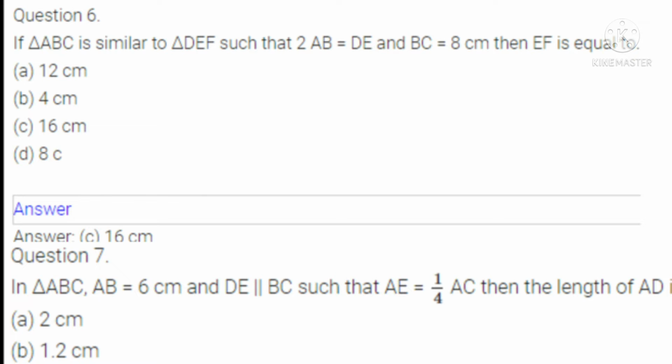Question number 6. If triangle ABC is similar to triangle DEF such that 2AB is equal to DE and BC is equal to 8 cm, then EF is equal to.